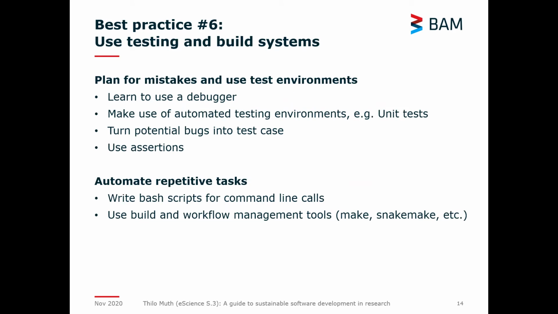Very frequently there's a big difference between industry-based software development and research software development. And this difference is very obvious: in research software development people don't use testing and build systems. The excuse is often, we don't have time for that and it should just fulfill a certain purpose and so on, as was mentioned in the introduction already. But these systems are very useful and they allow you to plan for mistakes when you use them.